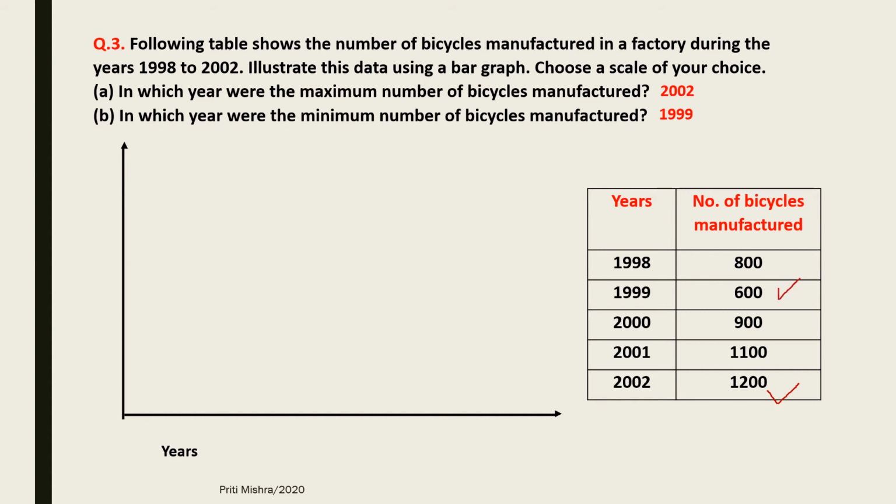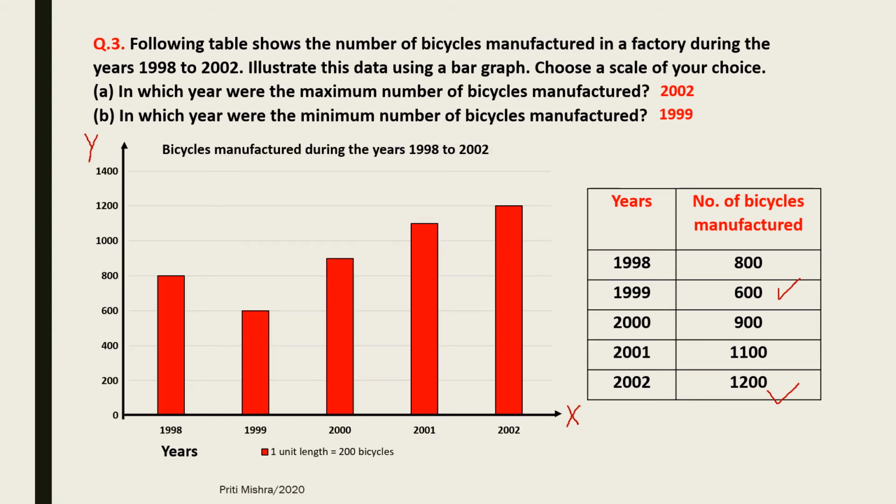Now let us start doing our work of the bar graph. X-axis, y-axis. On the x-axis we are going to show years, and on the y-axis the number of bicycles manufactured. For the scale, I have taken 1 unit length as 200 bicycles. Now look at this. Here it is 800. Then we have 600, 900, 1000, 100 and 1200. You can take 100 as a unit length also. That is your choice.